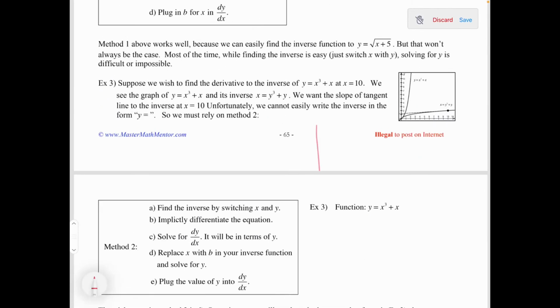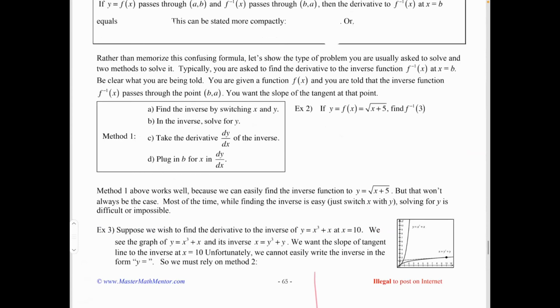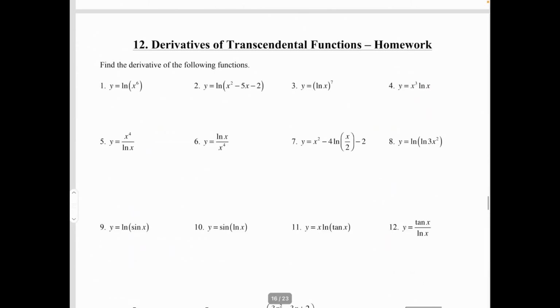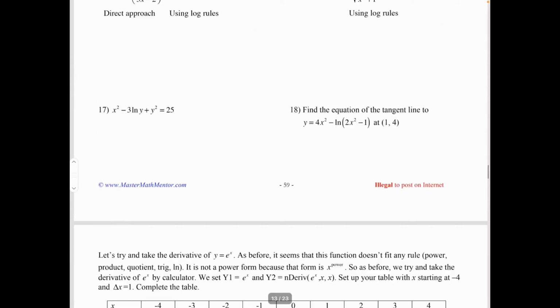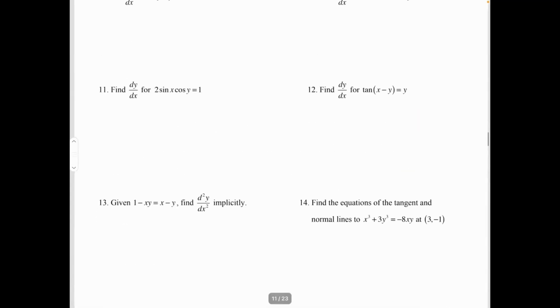Where did number 4 go? Oh man, I have to edit that out too, huh? Yep.